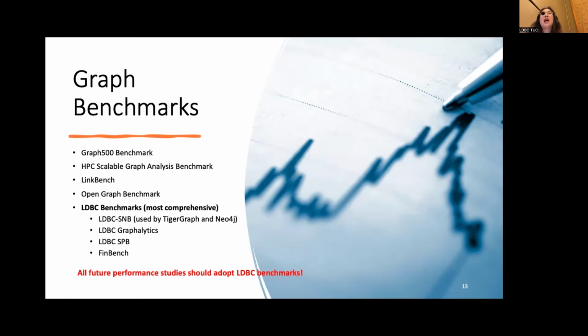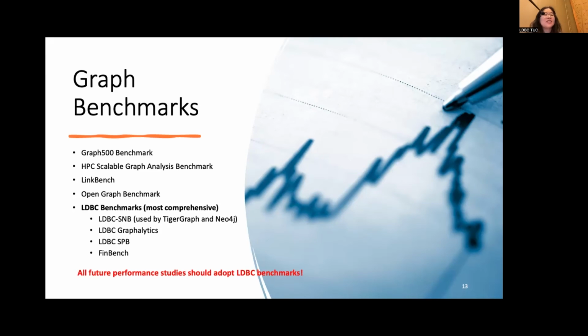TigerGraph and Neo4j have published white papers and blogs about conducting LDBC experiments. I don't think they're audited, so I will not say they're LDBC benchmark results. And it's interesting, there's also back and forth, they're reacting to each other's benchmark results, non-audited benchmark results.